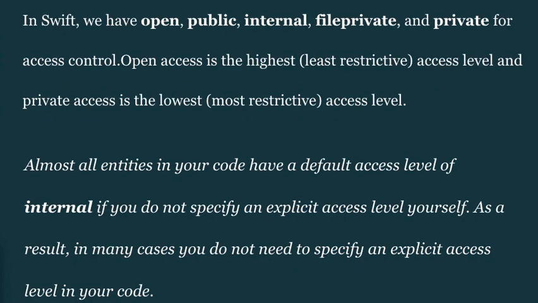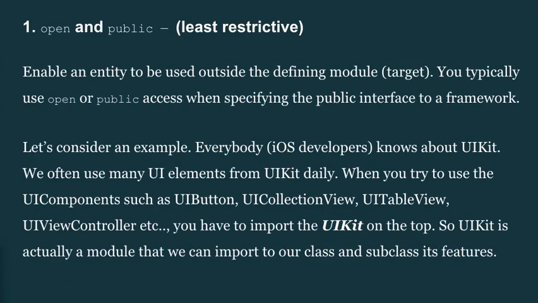So in Swift, we have open, public, internal, file private, and private for access control. Open access is the highest, least restrictive access level, and private access is the lowest, most restrictive access level. Almost all entities in your code have a default access level of internal if you do not specify an explicit access label yourself. As a result, in most cases you do not need to specify an explicit access label in your code.